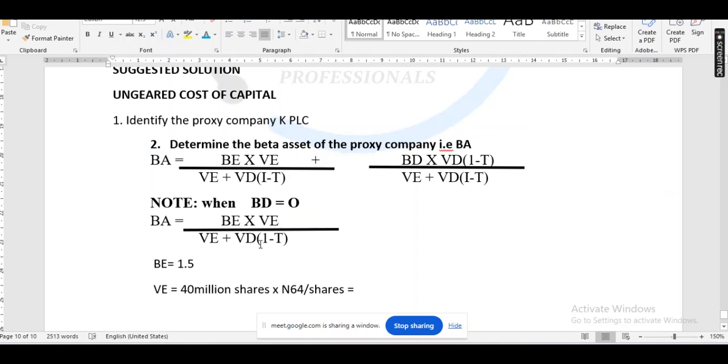So the next one is VD, which is the value of debt, right? Please multiply. What do you have? Quickly. 2560, right? Million. Yeah, 2560.